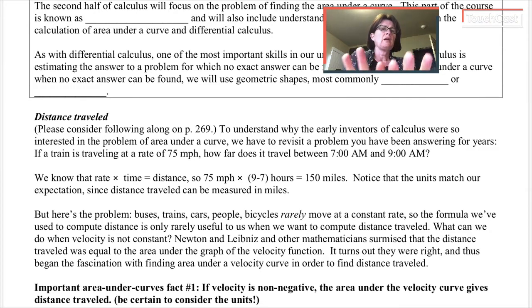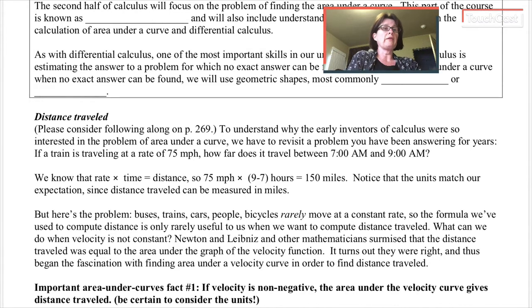So to help us see, you can follow along in your textbook on page 269. Imagine this problem that you've been doing for a long time. You have a train going 75 miles an hour. How far does the train go between 7 a.m. and 9 a.m.?